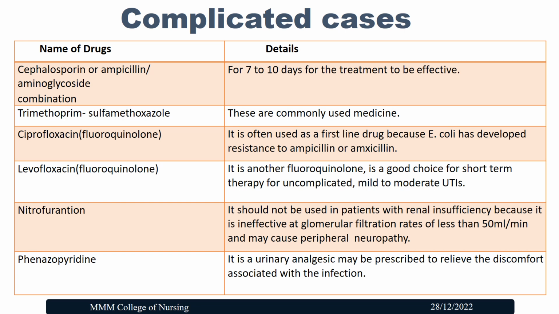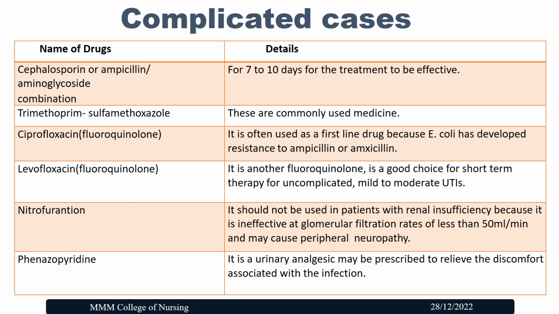Trimethoprim or sulfamethoxazole is a commonly used medicine. Ciprofloxacin, that is a fluoroquinolone, and levofloxacin, that is a fluoroquinolone, are often used as first line drugs because E. coli has developed resistance to ampicillin and amoxicillin. Another fluoroquinolone is a good choice for short term therapy for uncomplicated mild to moderate UTIs. And nitrofurantoin should not be used in patients with renal insufficiency because it is ineffective at a glomerular filtration rate of less than 50 ml per minute and may cause peripheral neuropathy.